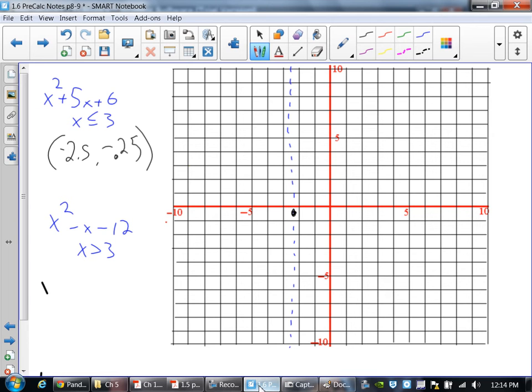Okay. I know it. If I go further into that, I also know that it has zeros. Because what times what is 6 that you add together to get 5? 3 and 2. So if my terms are going to be x plus 3 and x plus 2, what are the zeros? Negative 3 and negative 2. So I know that I'll have points here at negative 2 and negative 3. Okay? Just getting those zeros.